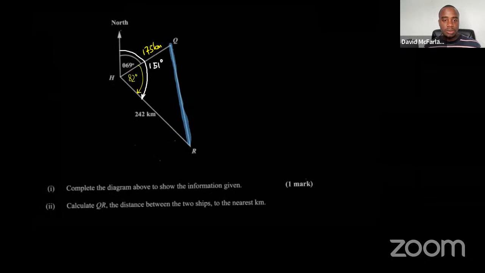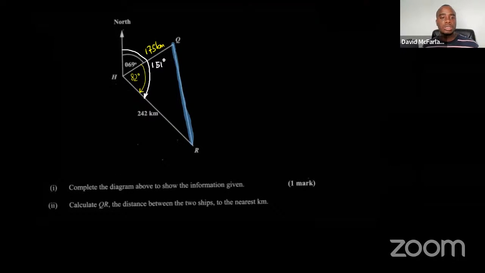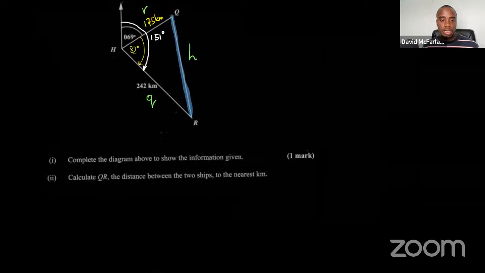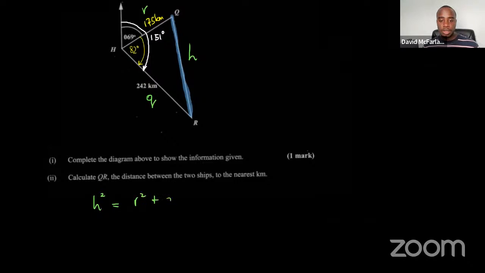For this one, let's just label it still. I didn't label the last one, but it doesn't hurt. So we know that this would be H because it's opposite to capital H. Likewise, this would be Q down here because it's opposite to Q, and up here would be R because it's opposite to R. So the side that I want, QR, which is H squared, is going to be equal to the square of the other two sides, R squared plus Q squared, minus 2 times those sides RQ cos the angle between them. So that would be cos H. So now let's work that out.